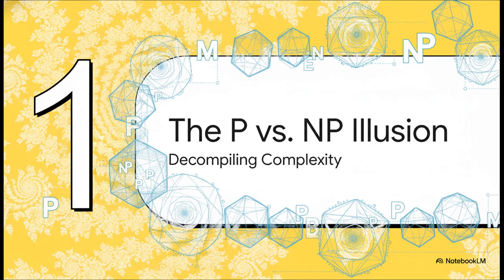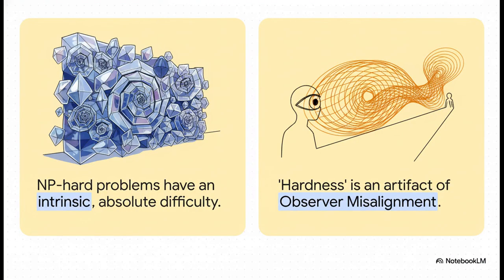Is it really true that some problems are just born to be ridiculously hard to solve, or is something else going on? So here's the big clash of ideas. The standard textbook view on the left says, yep, some problems are just fundamentally difficult. Their complexity is a fact of life. But the view we're exploring today, on the right, says that hardness isn't a property of the problem at all. It's a glitch in the observer. It's a measurement of how misaligned we are from the solution.